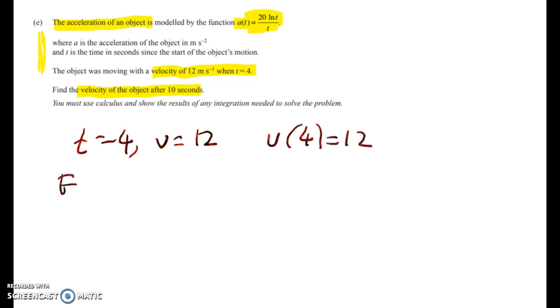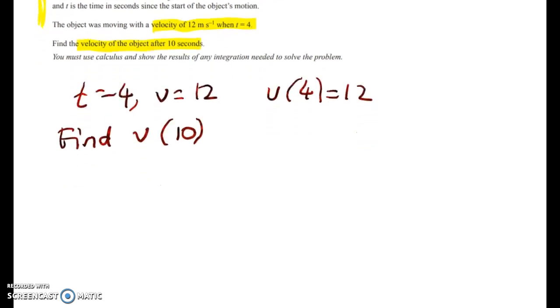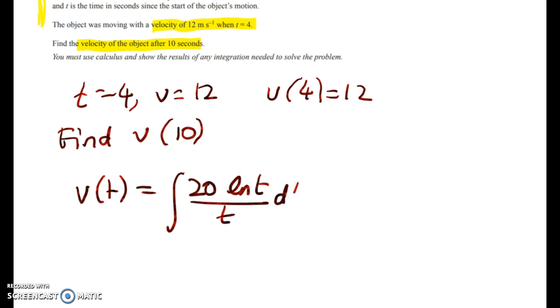So working through quickly what we're going to have to do, we're told that when t equals 4, v equals 12. In other words, v of 4 is equal to 12. And we have to find v after 10 seconds. So what we need to do is take that acceleration function and anti-differentiate to get velocity. So we don't have to separate the variables, just anti-differentiate this: 20 log t over t dt.